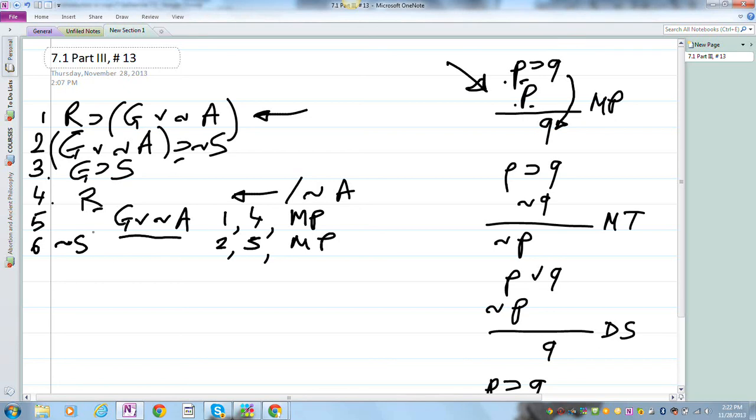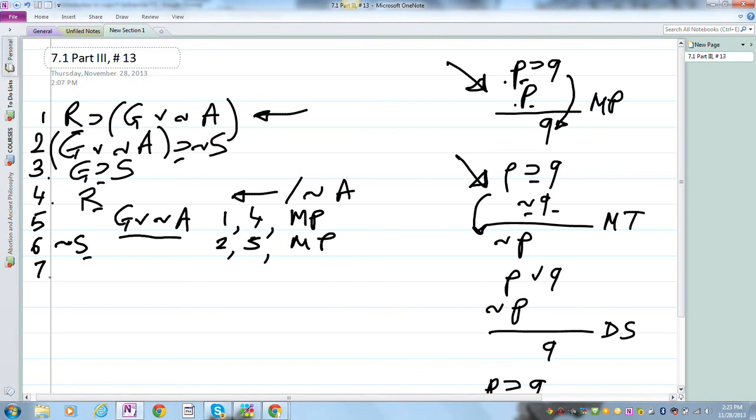See if there's another match. Well, I see here that 3 and 6 go together in accordance with modus tollens. In modus tollens, you have a conditional, then you have the negation of the consequent of that conditional, and you can infer the negation of the antecedent. So look at lines 3 and 6. You have a conditional with G and S, and then you have the negation of the consequent, not S. So you can infer not G by modus tollens.